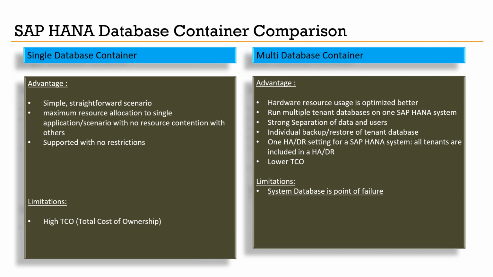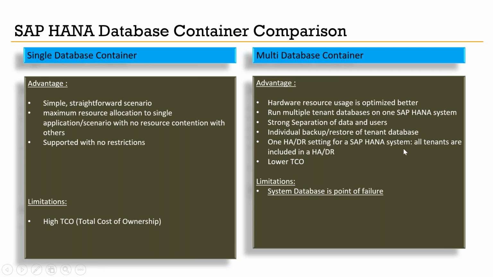So the cost is high in single data container because you will be having one SID per hardware. So TCO is higher in the single containers, but in the multi container, the hardware resource usage is optimized better. You can run multiple tenant databases on one HANA system, with strong separation of the data and the users. Each and every tenant has its own users and data, and you can perform individual backup and restore of a tenant database.